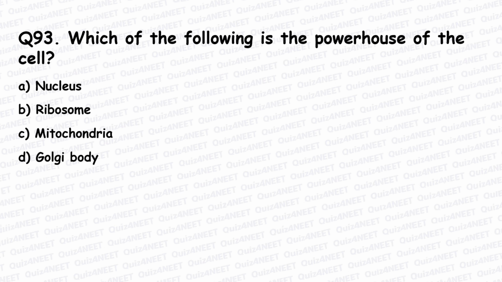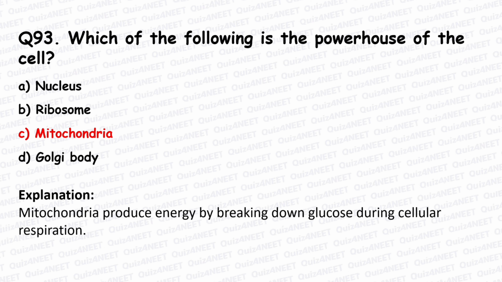Q93, which of the following is the powerhouse of the cell? A, nucleus, B, ribosome, C, mitochondria, D, Golgi body. Answer: C, mitochondria. Mitochondria produce energy by breaking down glucose during cellular respiration.